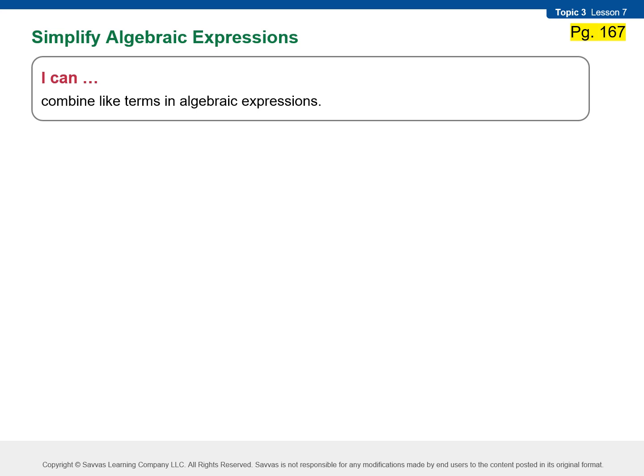Page 167. You're looking at Topic 3, Lesson 7. In this lesson, you will simplify algebraic expressions by combining like terms. So if you look at your I can statement, today you will be able to combine like terms in algebraic expressions. Now this is something we actually kind of discussed yesterday.